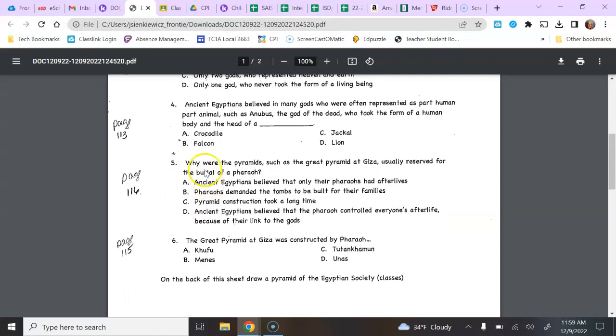Number 5. This is on page 116 of your textbook. Why were the pyramids, such as the Great Pyramid at Giza, usually reserved for the burial of a pharaoh? A, ancient Egyptians believed that only their pharaohs had afterlives. B, pharaohs demanded the tombs to be built for their families. C, pyramid construction took a long time. Or D, ancient Egyptians believed that the pharaoh controlled everyone's afterlife because of their link to the gods.